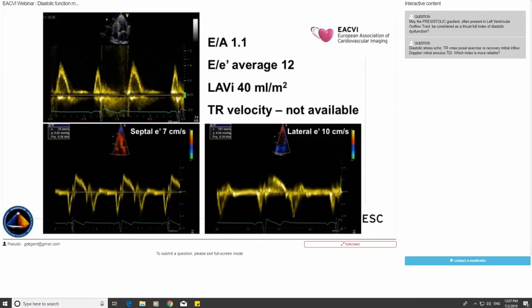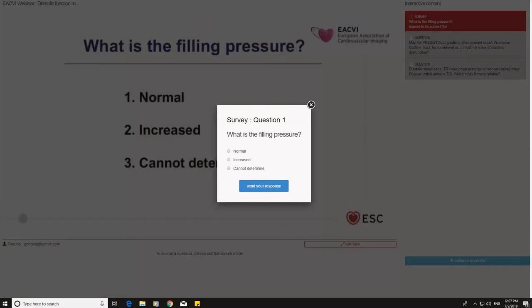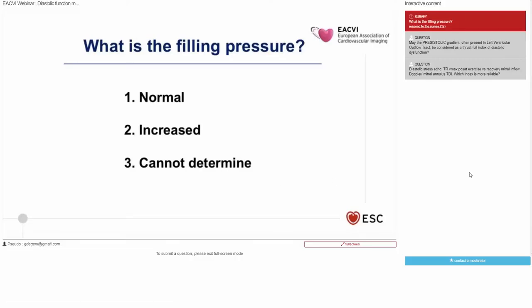So we started by looking at structural data. Now moving to the Doppler data, you can see the mitral inflow, E over A is 1.1. The E over E prime is 12 using the average E prime. As I've said, left atrial volume index is 40. But in this particular case, the TR jet was not measurable, so TR velocity was not available. So I would like to start by asking you a question about this case related to the filling pressure in this patient. What do you think about the level of filling pressure in this case? One, normal, two, increased, and three, cannot determine.